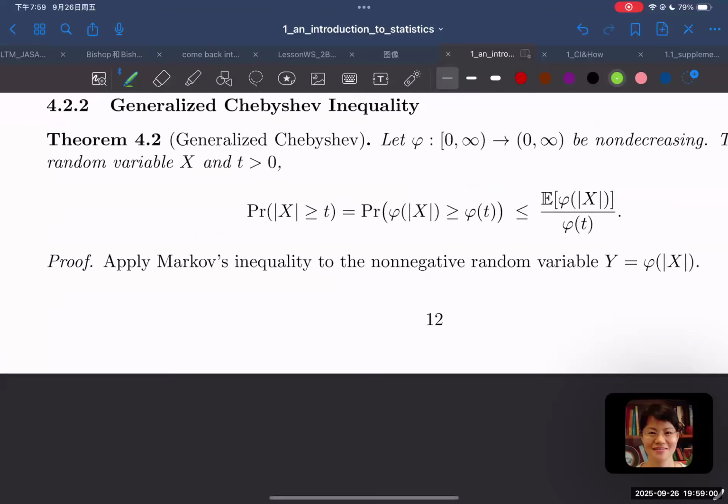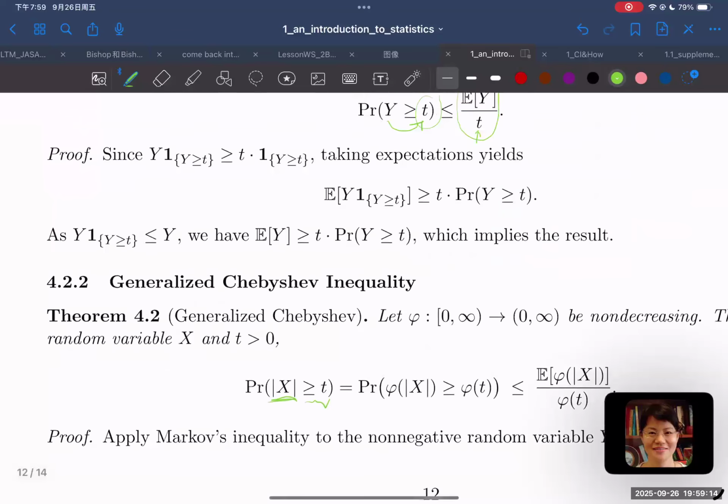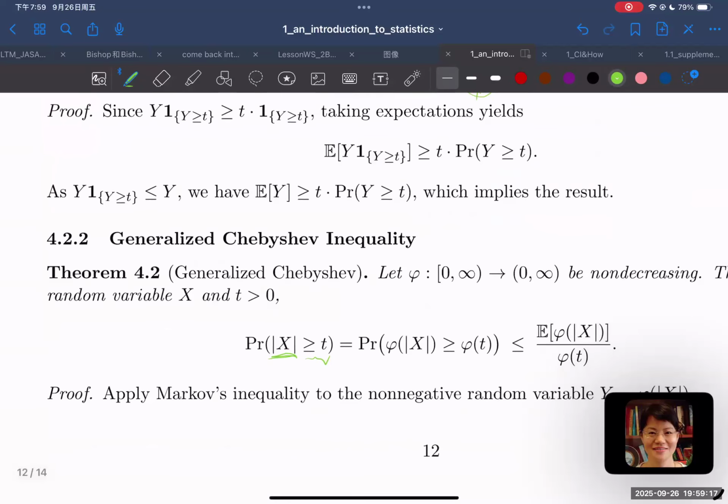The second one, the generalized Chebyshev inequality. For this one, we can see if you consider the absolute value that is greater than t. So this is a two-sided probability, right? In such a situation, you can further give a transformation. For this transformation, attention, this transformation is monotonically increasing. So when you apply it, you further have phi here and phi here.